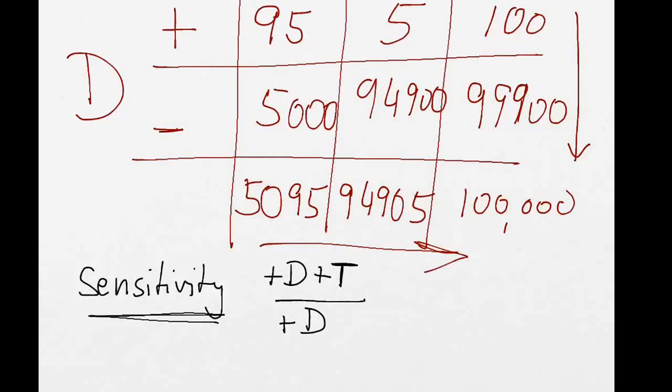So can we have a look at that? What would we get here? How many do we have plus D plus T? How many? 95? How many have the disease?